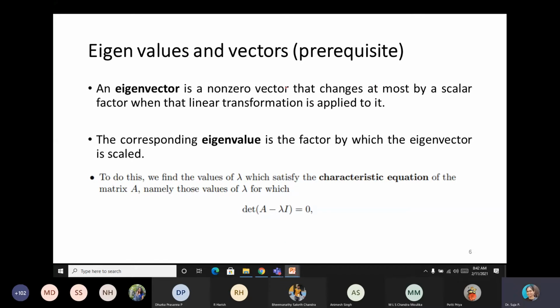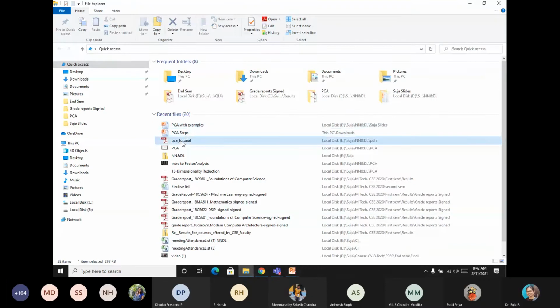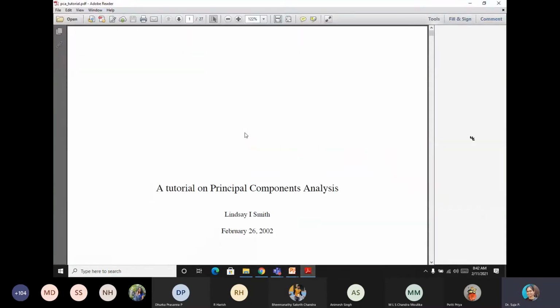So first let us see what an eigenvector is. Have you revised the eigenvector and eigenvalue concepts? Anybody? I can show one example for eigenvector.